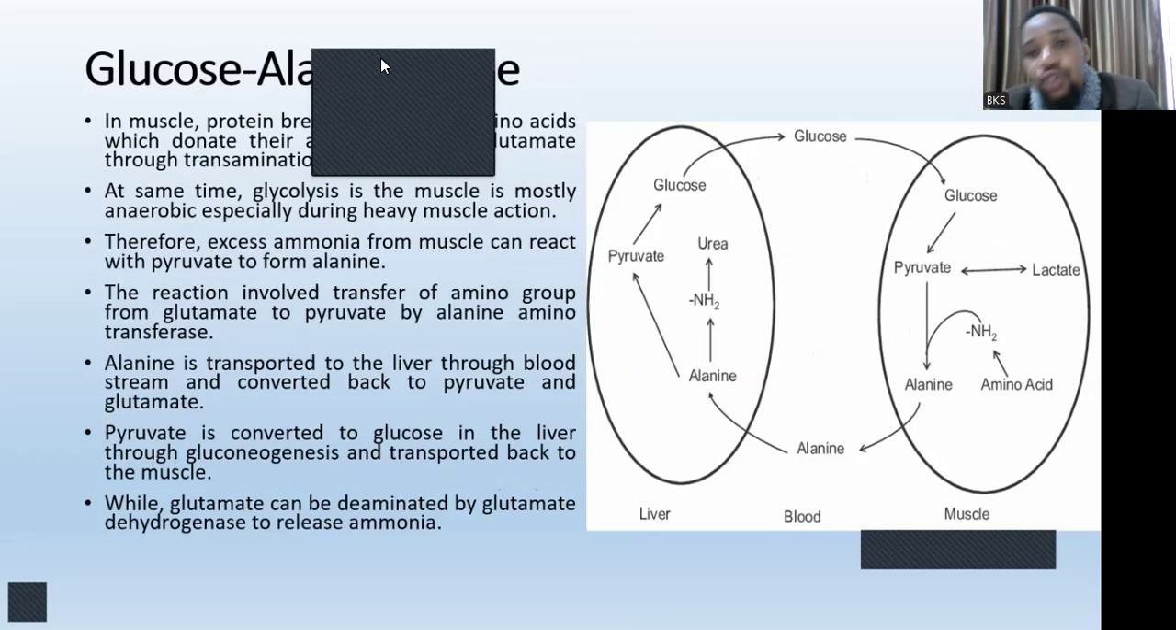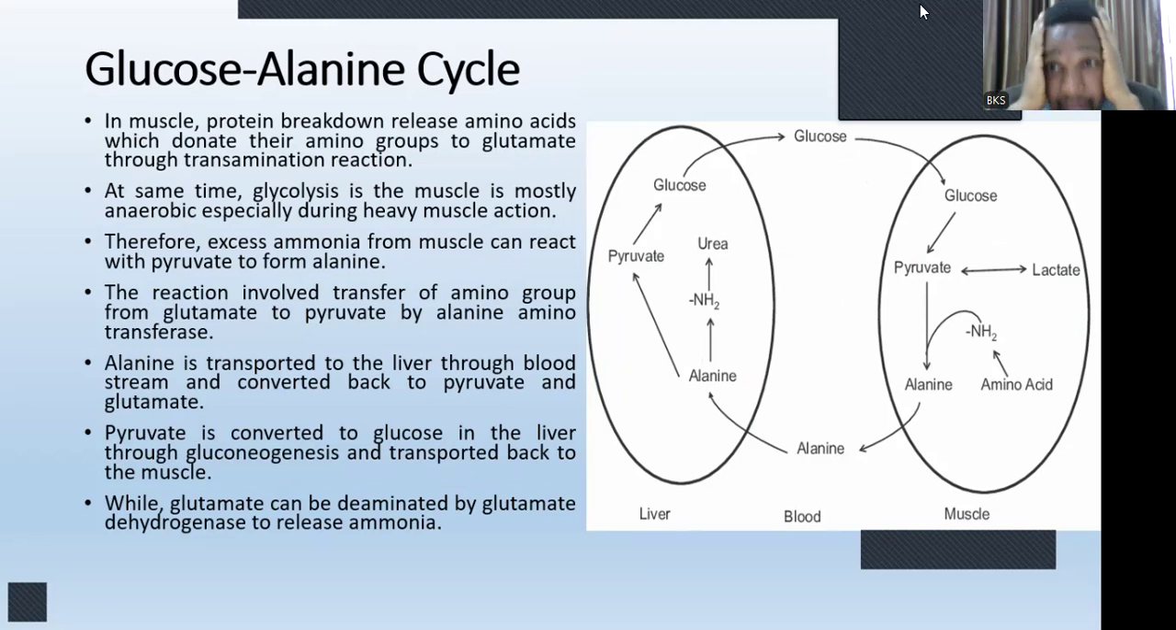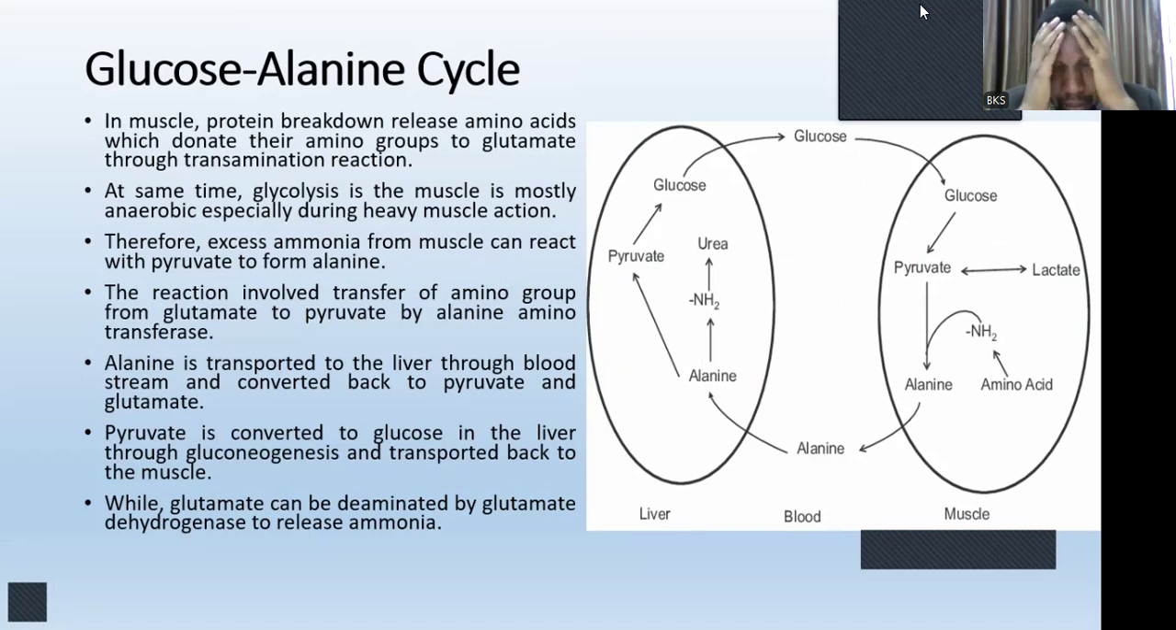And in the muscle tissue, what happens? In the muscle tissue, the transportation takes place in the form of what we call the glucose-alanine cycle. I think before the glucose-alanine cycle, you did something called the Cori cycle. In the Cori cycle, you talked about transportation of lactate from the skeletal muscles to the liver, where gluconeogenesis takes place, during strenuous exercise when the skeletal muscles are highly active.